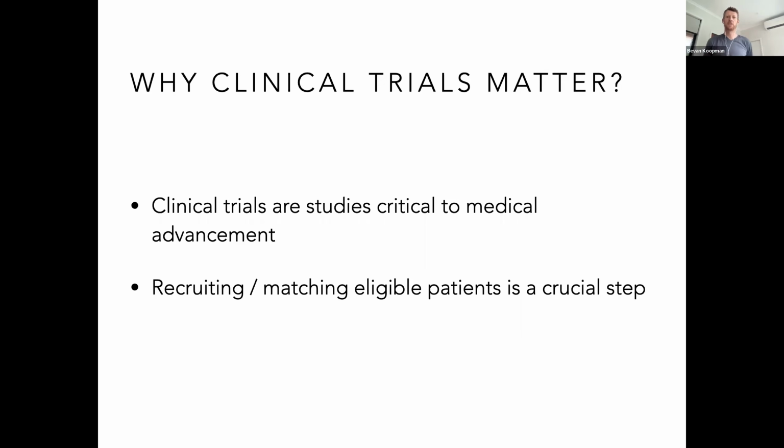So for those who don't know, clinical trials are experimental studies done to understand the efficacy of some new treatment, like a new vaccine or something like that. And a key part of clinical trials is recruiting patients into that trial. And that's often a major impediment, right? So you need sufficient patients and the right patient population in order to properly run this experiment.